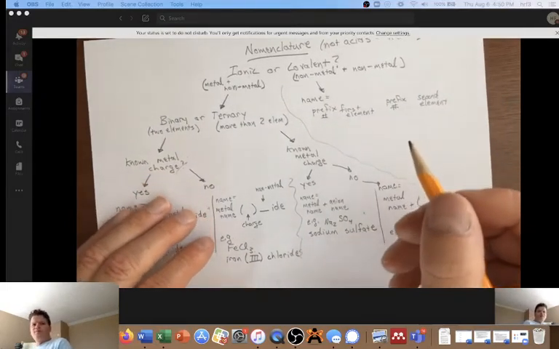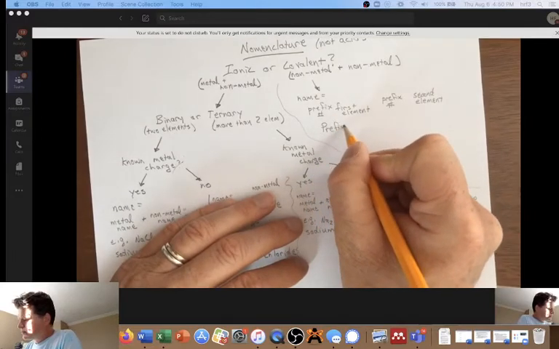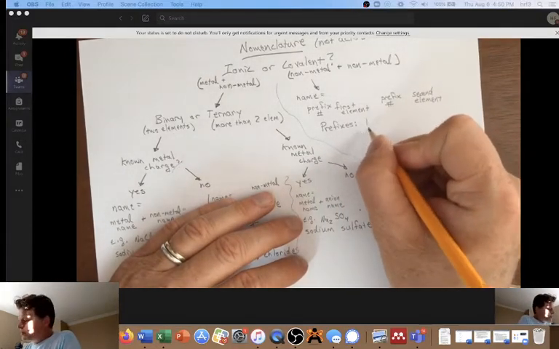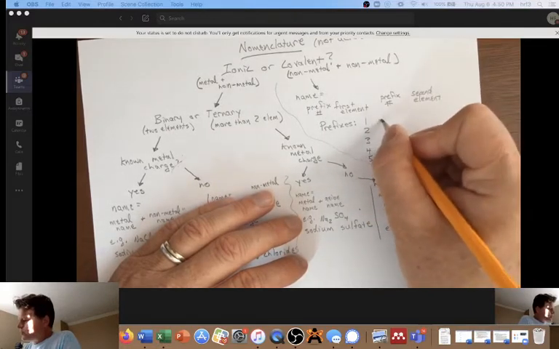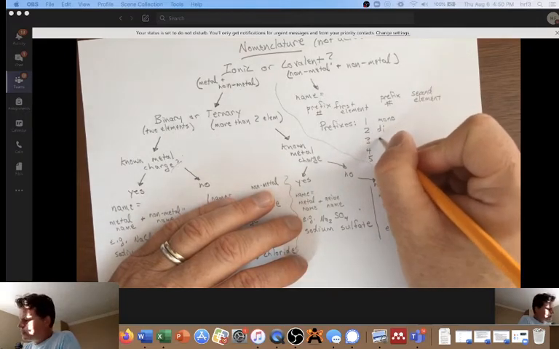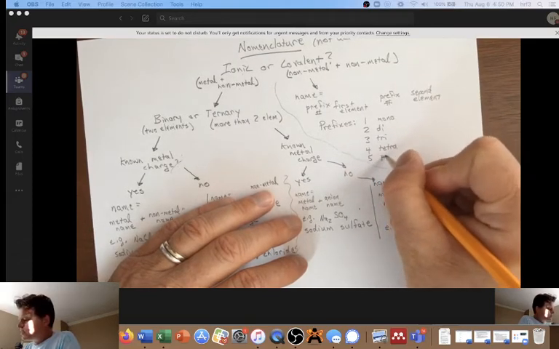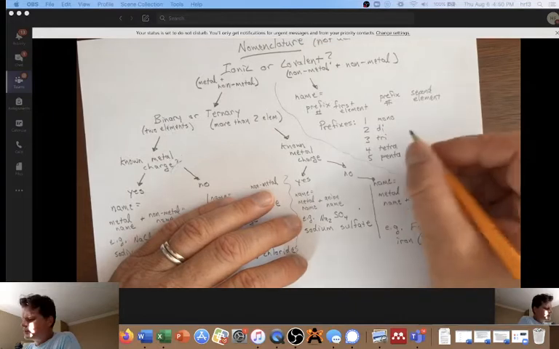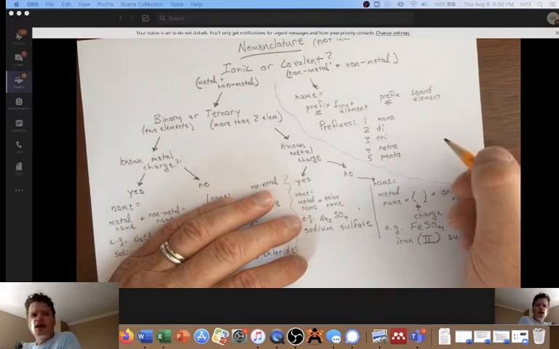So what am I talking about here? I need to know the prefixes. All right, so 1, 2, 3, 4, 5. 1 is mono. 2 is di. 3 is tri. 4 is tetra. 5 is penta. And some of these might be familiar from geometry or other situations, like tri for a tricycle, or tetra, penta for like a pentagon or a tetrahedron.